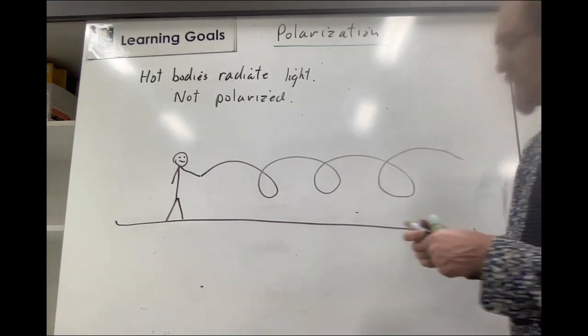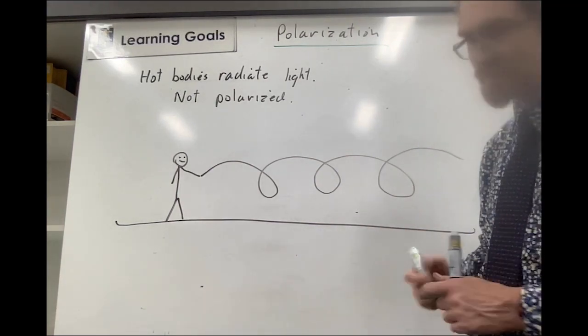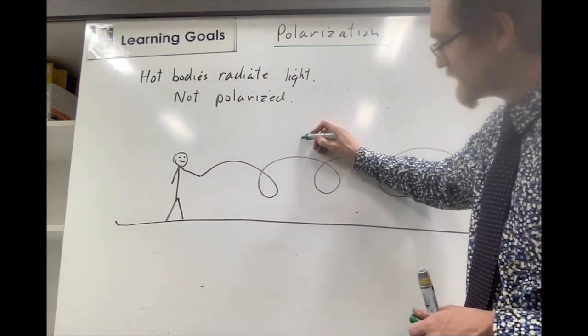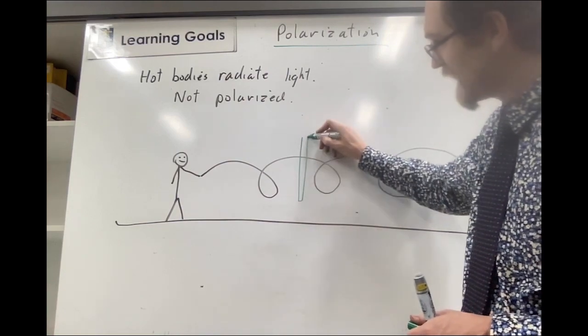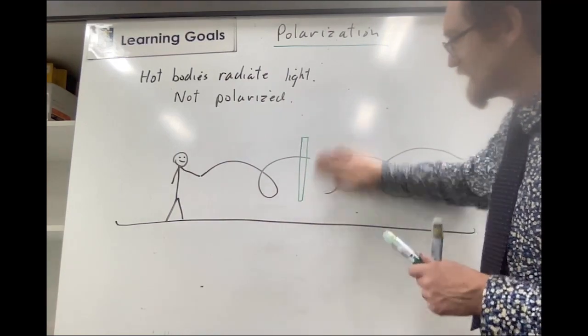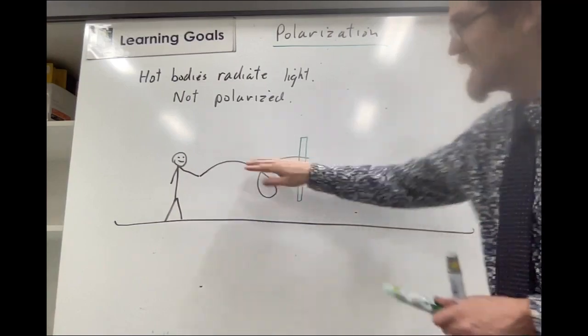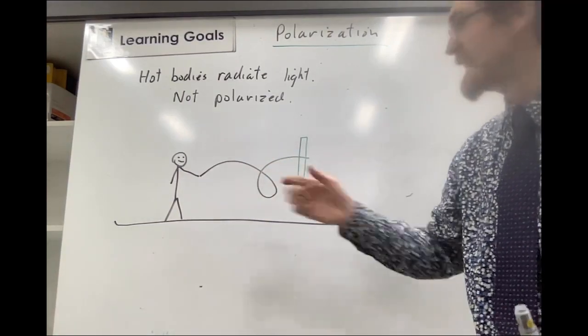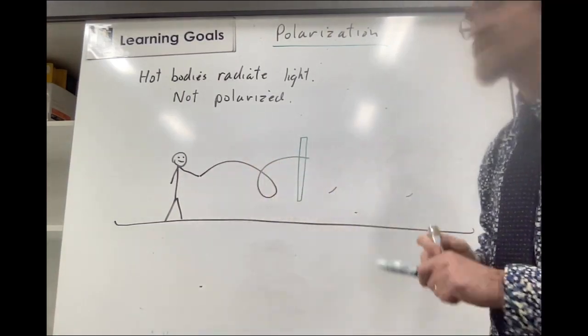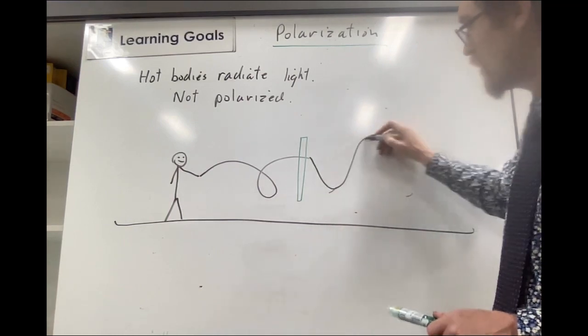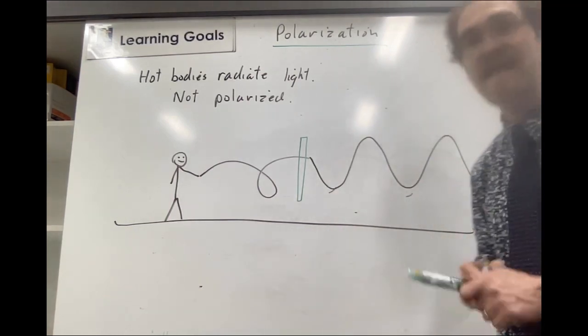Now, if you go and place a solid gate through here, that's going to take the jump rope. As it approaches the gate, it will be spiraling as it approaches towards the gate. But as it goes through the gate, it will be forced to only go up and down.